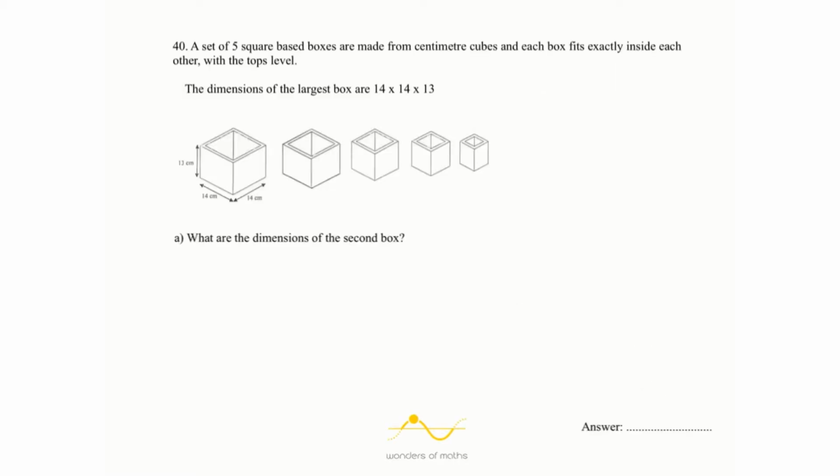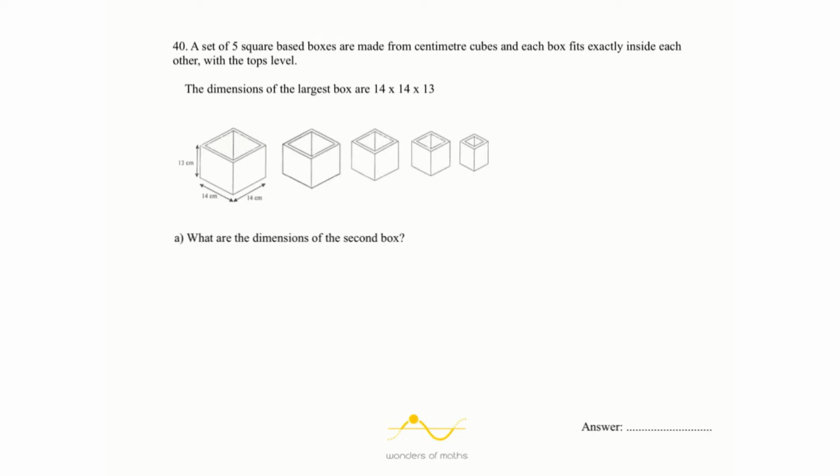Consider this question. A set of 5 square-based boxes are made from centimeter cubes, and each box fits exactly inside each other, with the tops level. The dimensions of the largest box are 14 by 14 by 13. What are the dimensions of the second box?